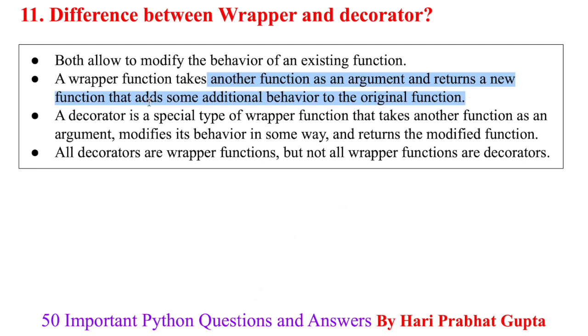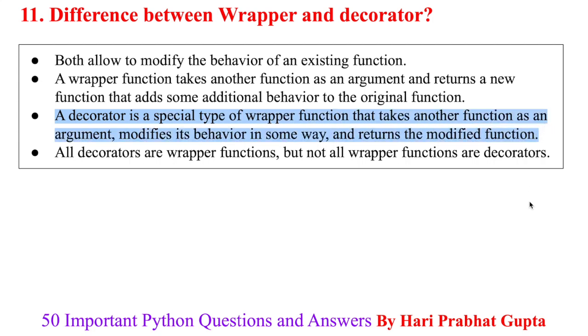The new function can modify the behavior of the original function in some way, such as adding logs or error handling. This is an example. The original function is still present, but it is wrapped by the new function. On the other hand, a decorator is a special type of wrapper function that takes another function as an argument, modifies its behavior in some way, and returns the modified function.